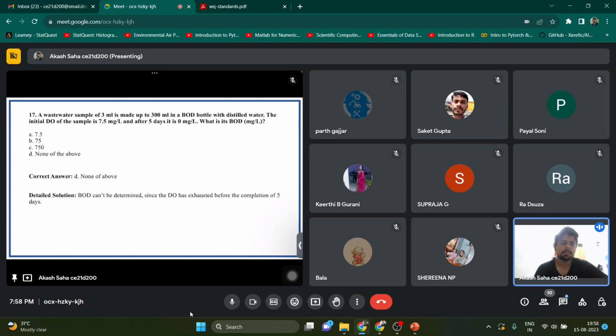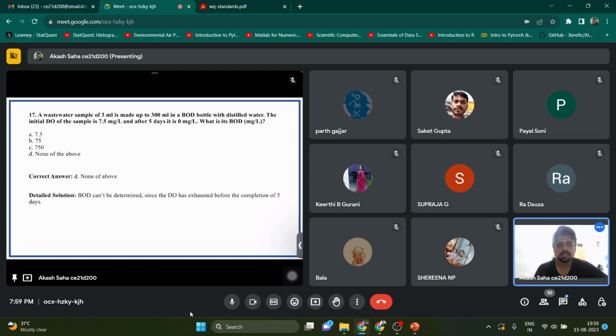Suppose your system requires 10 milligram per liter of dissolved oxygen, but you have provided only 7.5 milligram of dissolved oxygen. So in 5 days, definitely your 7.5 milligram of dissolved oxygen will get finished, right? Because your system requires 10 milligram per liter. So how will you come to know what the actual BOD of the system is if the dissolved oxygen is getting fully finished? There is no way.